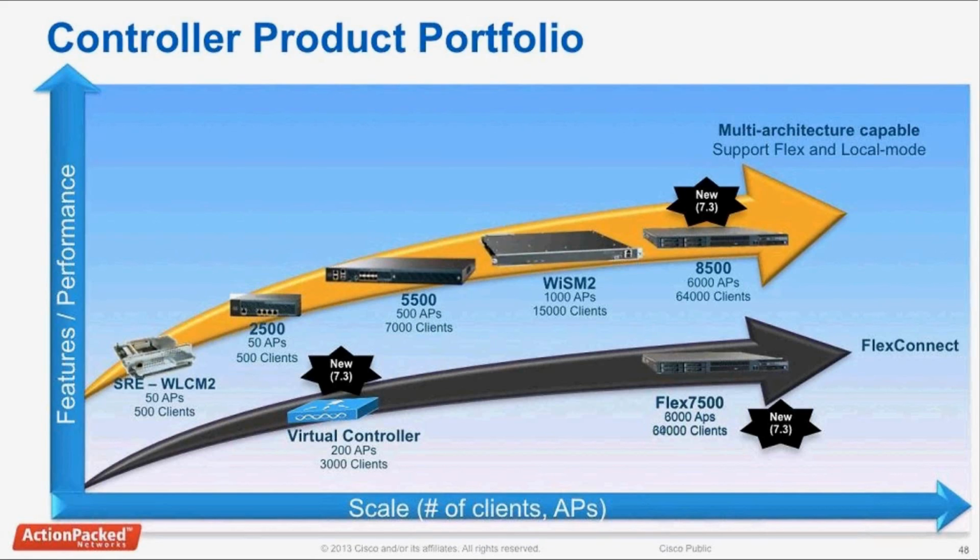We also have the SRE module, which sits on your routers. On top of that, we have the two biggest platforms that we have, the Vism 2 and the 5500. The 5508 is the wireless LAN controller which can handle up to 500 APs and 7,000 clients. And you have the Vism 2, which plugs into the Cat 6K, and it can handle about 1,000 APs and 15,000 clients. In addition, we also have the 8500, which can handle up to 6,000 APs and 64,000 wireless clients. That's more of a service provider platform, but we see it being used in enterprises as well.